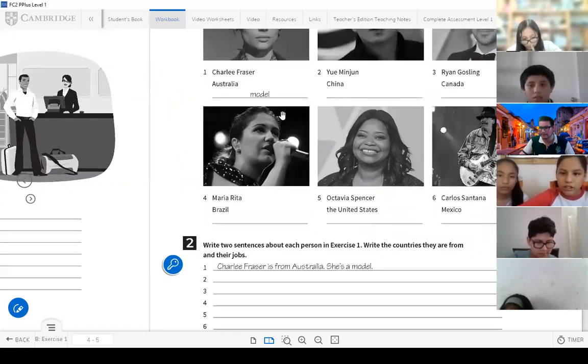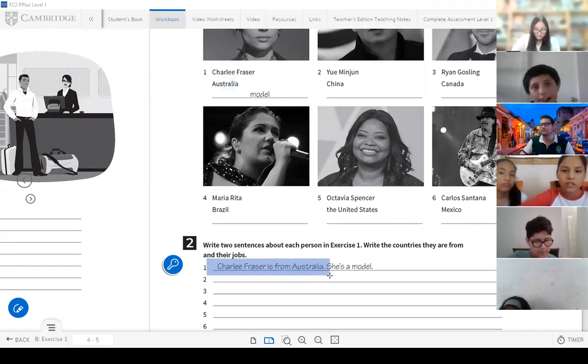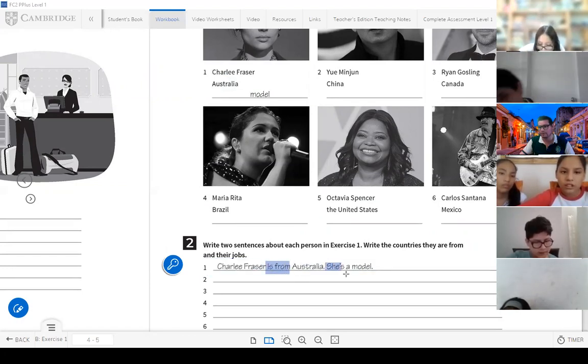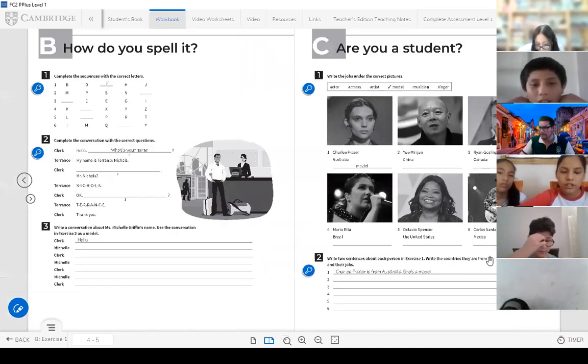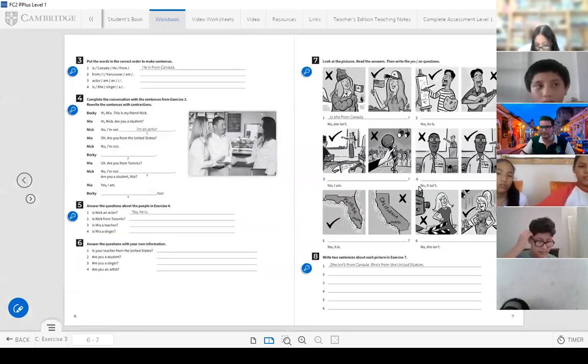For example, aquí, toma como ejemplo esto, ¿no? Dice Charlie Fraser, Australia, ¿no? Charlie Fraser is from Australia, she's a mother, ¿verdad? Indicas de dónde es la persona, is from el lugar y luego a lo que se dedica, she's a mother, ¿ya? Ok, eso es lo que vas a hacer en esta primera parte y luego aquí, ¿qué es lo que vas a tener que hacer?